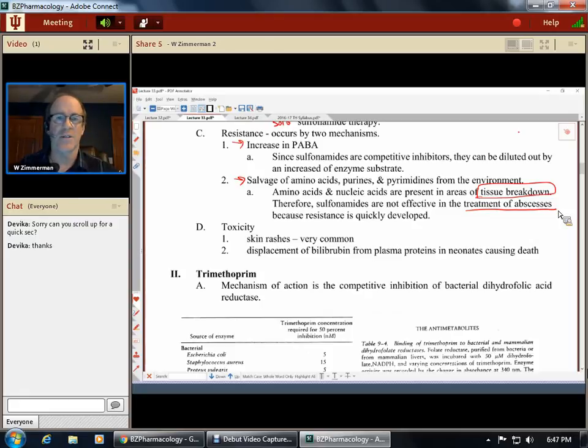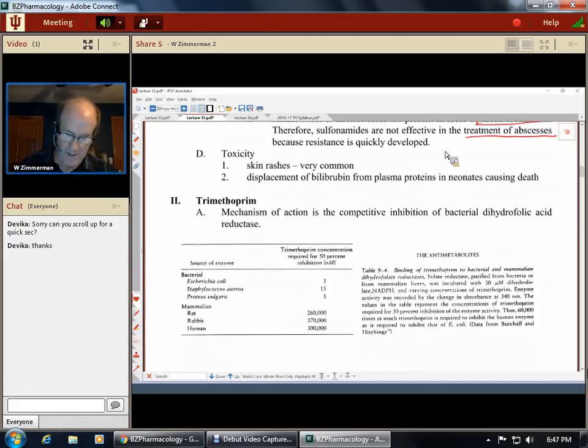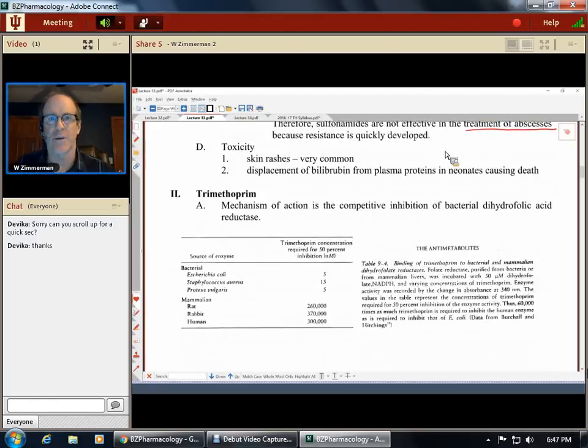And as far as toxicity, skin rashes, probably the most common drug to cause a skin rash is the sulfonamide, at least in my experience. Just taking allergies over the last 20 years from patients, as soon as they say they have a skin allergy to a medicine, I can just about bet they're going to say it was the sulfonamide. Just very, very common. Additionally, these drugs will displace bilirubin in neonates, and so you cannot use it in a neonate or a pregnant woman in her last trimester.